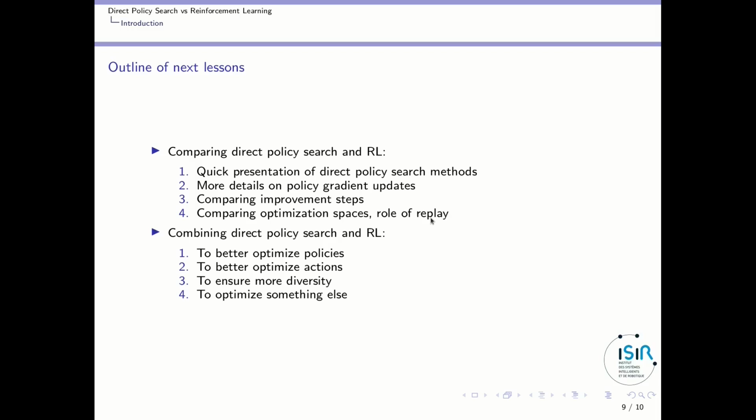Then I will move to combining direct policy search methods and reinforcement learning methods. And I will show that we can combine both mechanisms to better optimize some policies, or just to better optimize some sampled actions, or to ensure more diversity. And we will see that you can also optimize different things such as hyperparameters or the environment itself, etc. So that's it for this lesson.